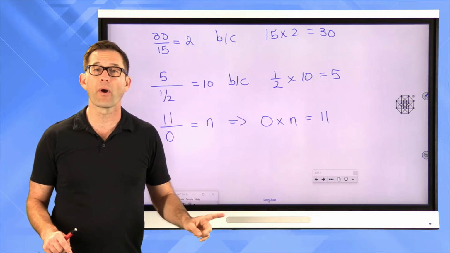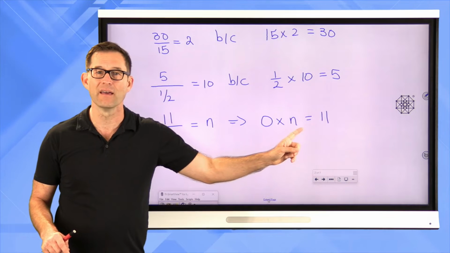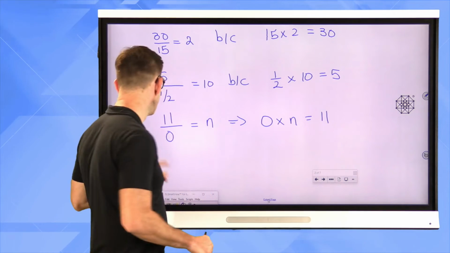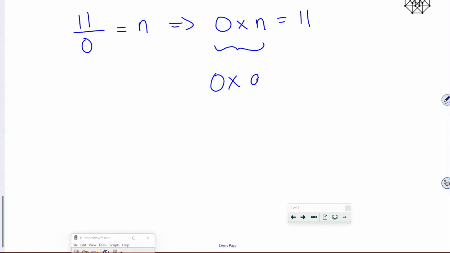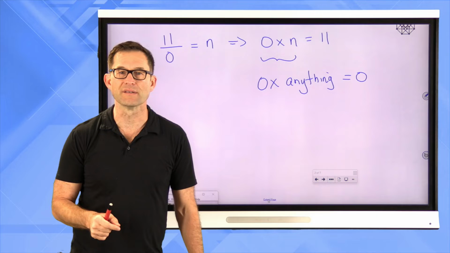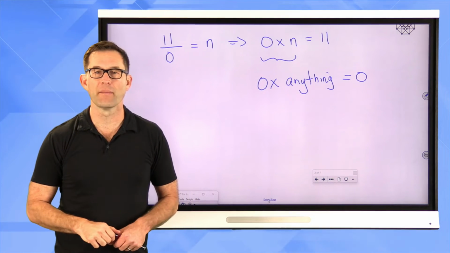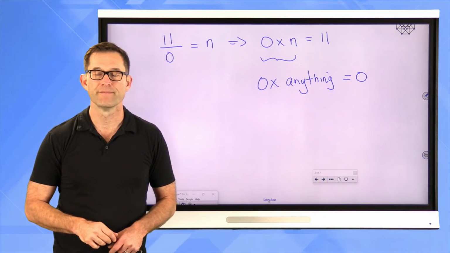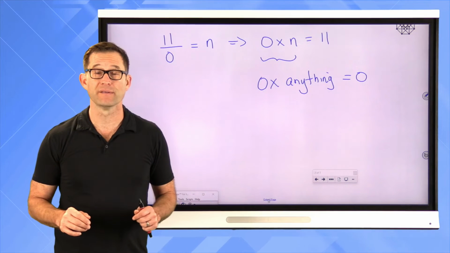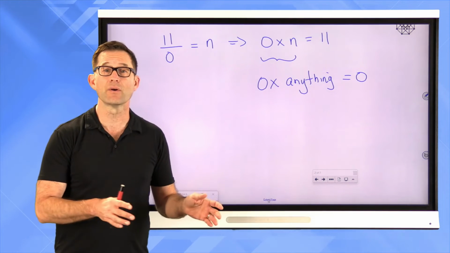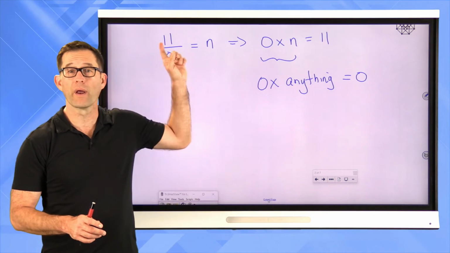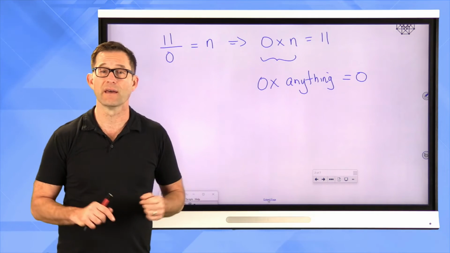But 0 has this cool property where 0 times anything is 0. And therefore, there is no way that such a number can exist. There is no number that when you multiply it by 0 can possibly be 11. And that is why you cannot divide by 0. If you could divide by 0, then we could have a number such that 0 times that number would be equal to whatever you're dividing into, and you just can't do it.